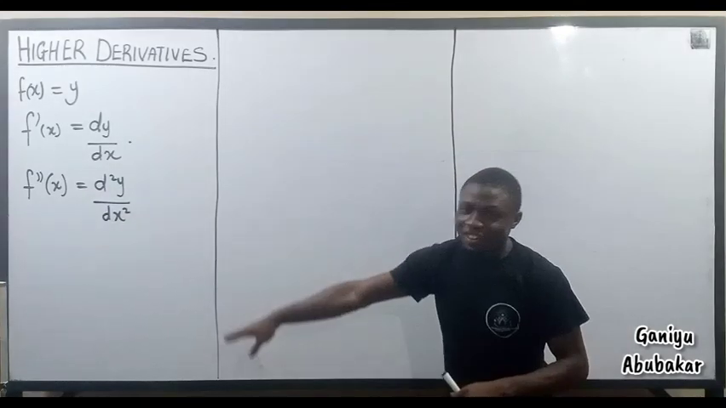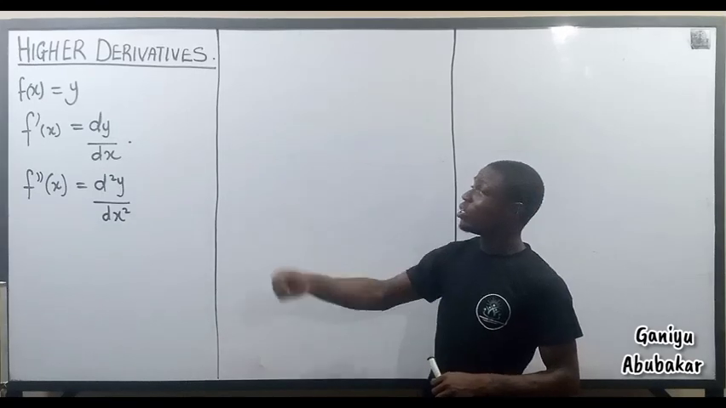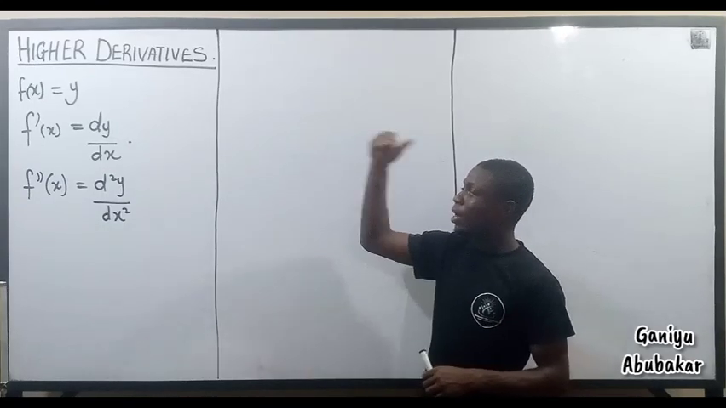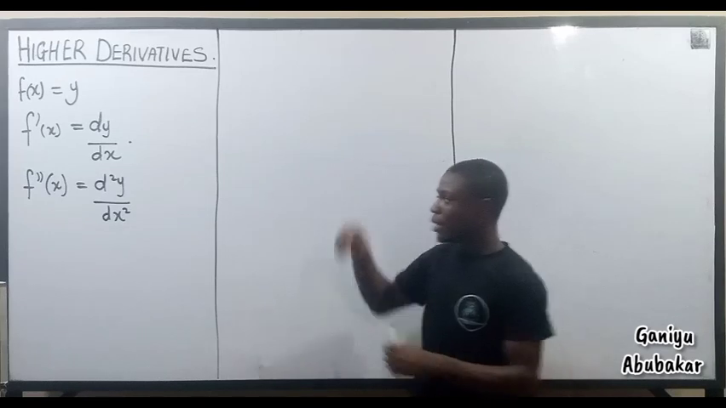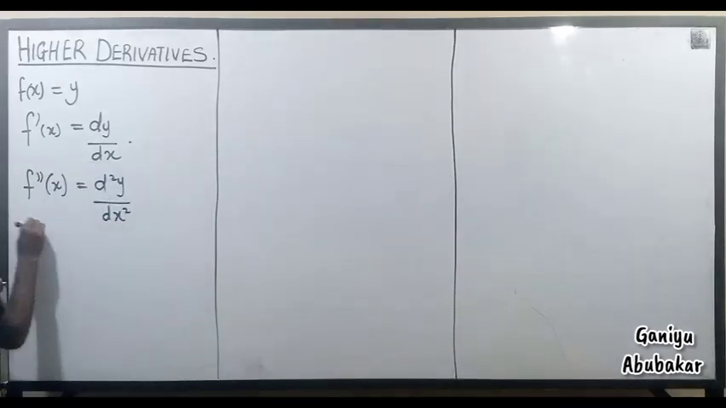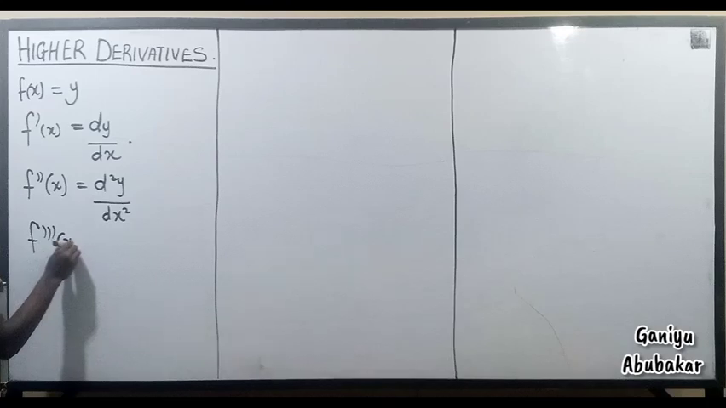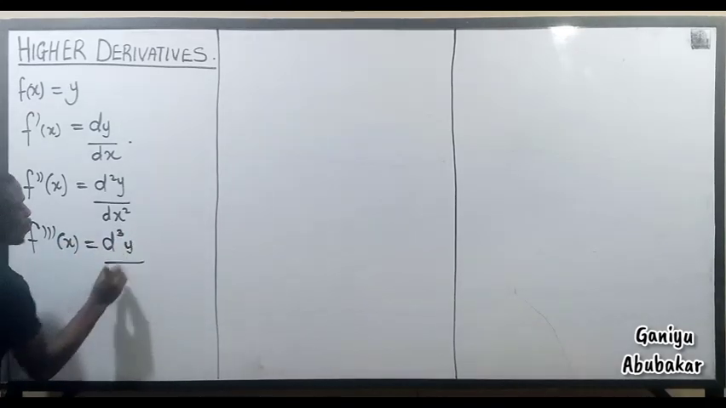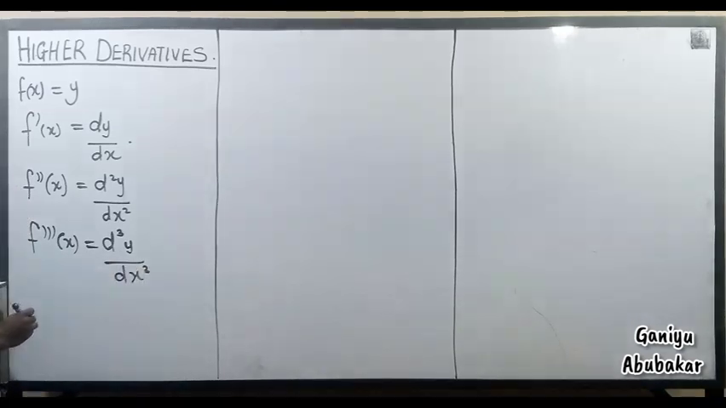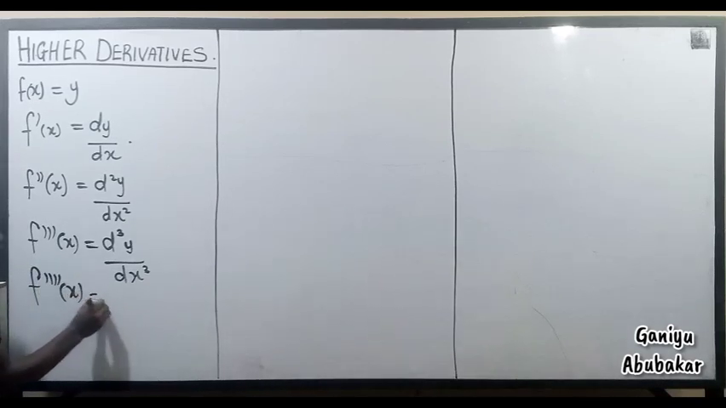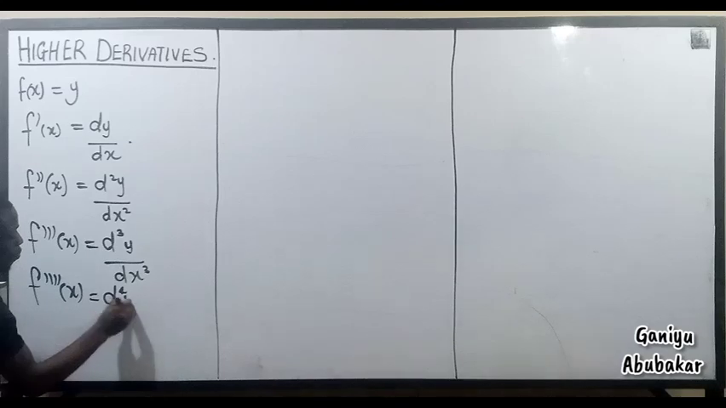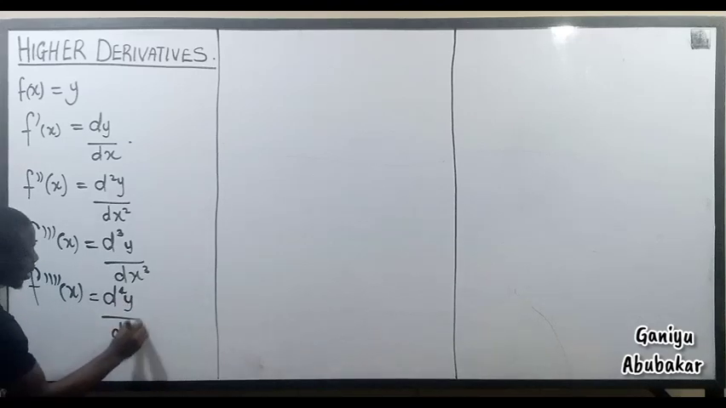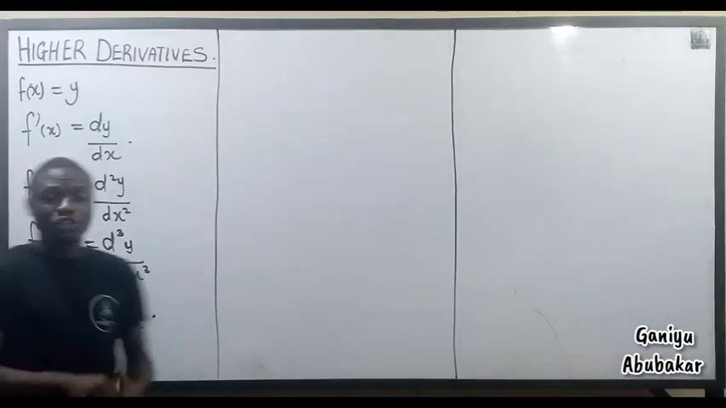The third derivative of this function becomes f triple prime of x, which is equal to d cubed y over dx cubed, while the fourth derivative of this function becomes d to the power 4 y over dx to the power 4. So it continues this way.